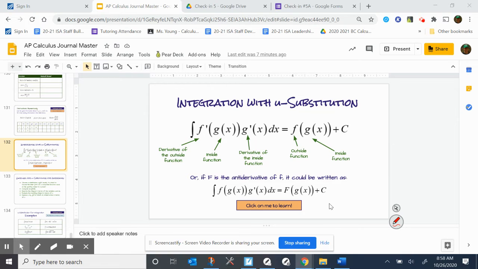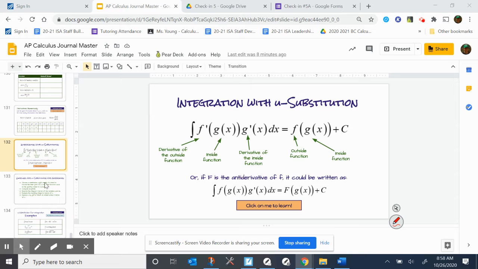So important things to note here is that when you do this, you're still working with an inside and an outside function. Now, the answer should be more compact than what you started with, because to take a derivative, you get a times u prime. So undoing it, that's going to go away, right?